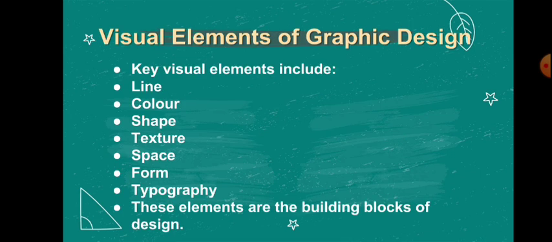So now, what are the visual elements of graphic design? Elements of design means the things that make up a design, the things that you can see that make up a design. And here we have the key visual elements include line, color, shape, texture, space, form, typography. Now, these 7 items listed from line to typography are going to be discussed in other slides. But this is for you to know that yes, we have 7 visual elements of graphic design.